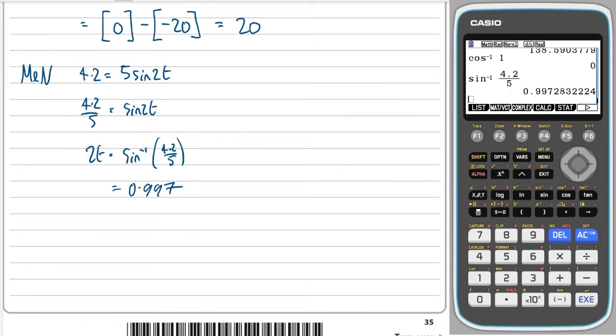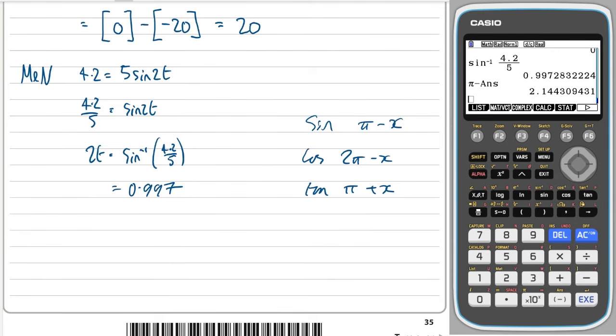And then whenever you press shift to the minus 1 of sine, cos or tan, you've got to find the second solution. And we need to remember that for sine it's pi minus whatever your value was. Cos is 2 pi minus and tan is pi plus. So in this case I'm going to press, no, not 2 pi, what am I thinking? Sorry. I'm going to press 1 pi minus that answer. And that's going to give me 2.144. Great, those are our two values, so we can find t by halving them.